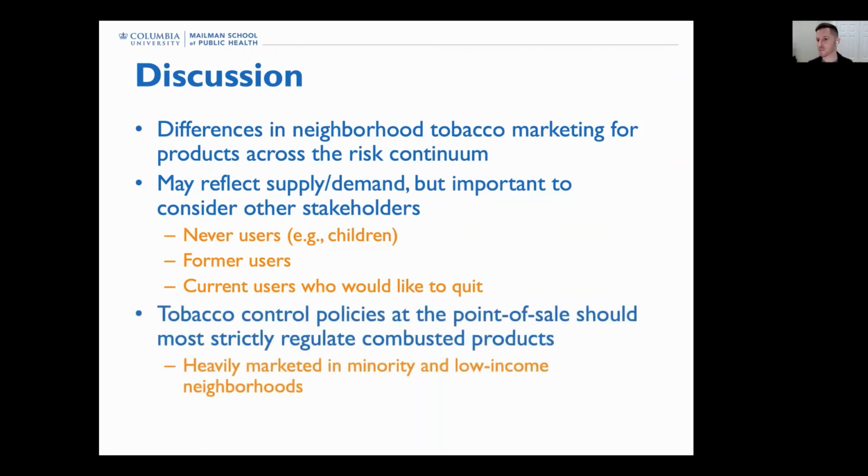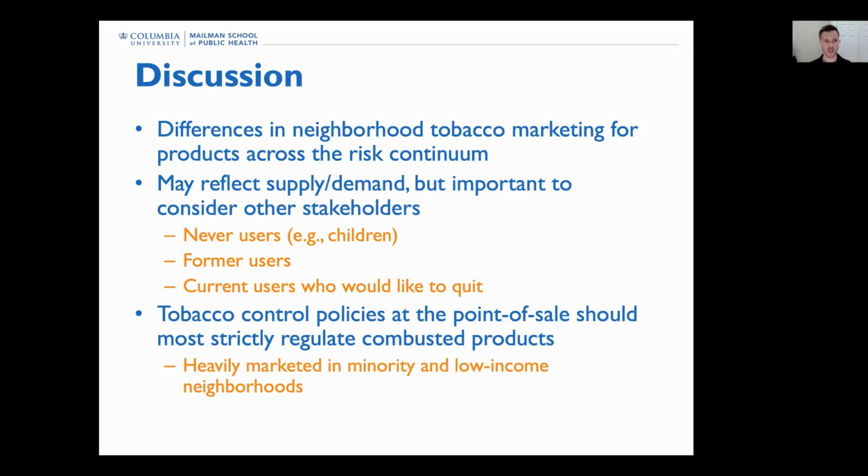So what is a potential solution to this? I think that a promising strategy is to regulate products based on risk level. So the fact that cigars and cigarillos, some of the most harmful products on that risk continuum, are available for 99 cents is unacceptable. I think that we should use a risk-based regulatory strategy or policy strategy to make sure that we're more strictly regulating the most harmful products, especially when these products, there's evidence that they're more heavily marketed in low-income neighborhoods with higher proportions of racial and ethnic minority residents.